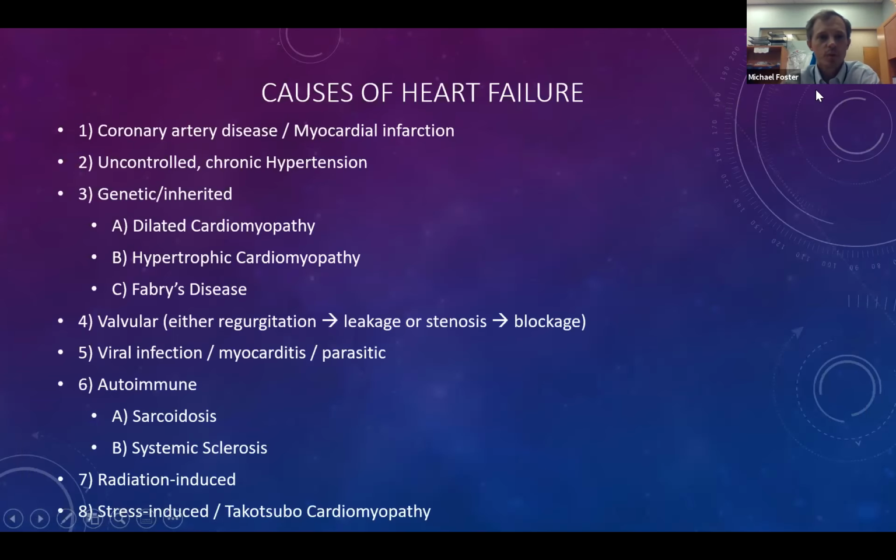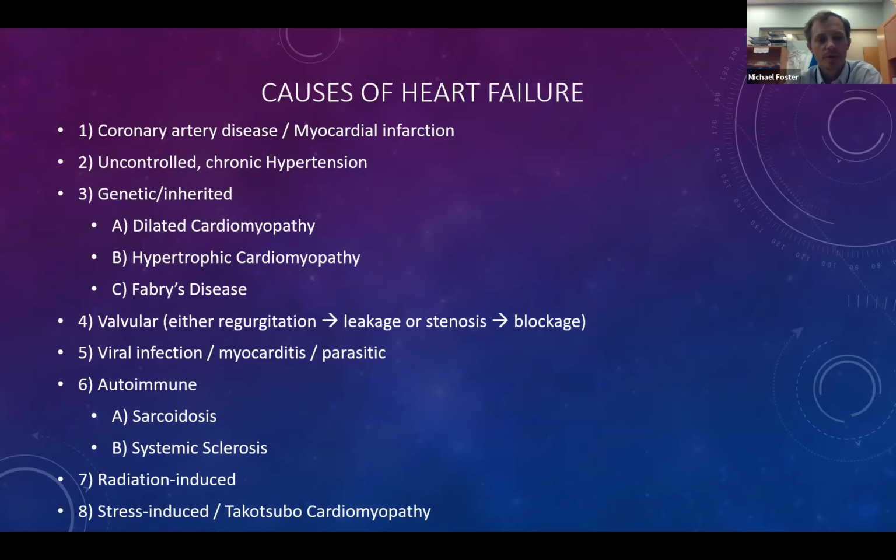So we're going to go over now the causes of heart failure. And the number one cause of heart failure in the United States is coronary artery disease and subsequent myocardial infarction. Very close to that, though, would be uncontrolled hypertension. There is a large portion of society with heart failure that has it due to inherited conditions. Specifically, dilated cardiomyopathy is the most common inherited cardiomyopathy.